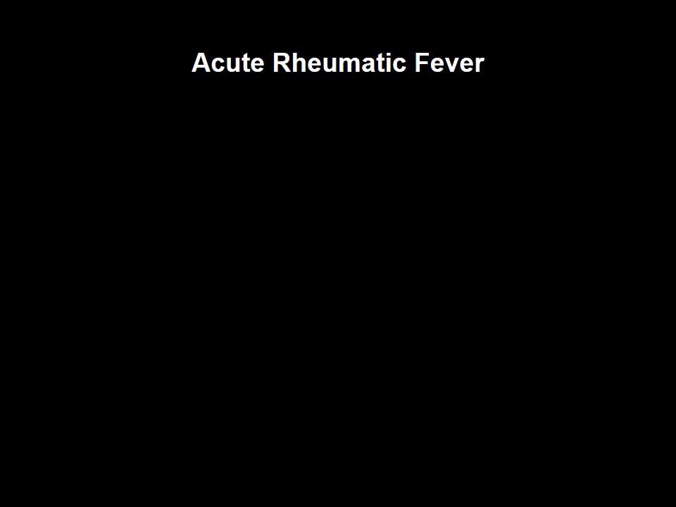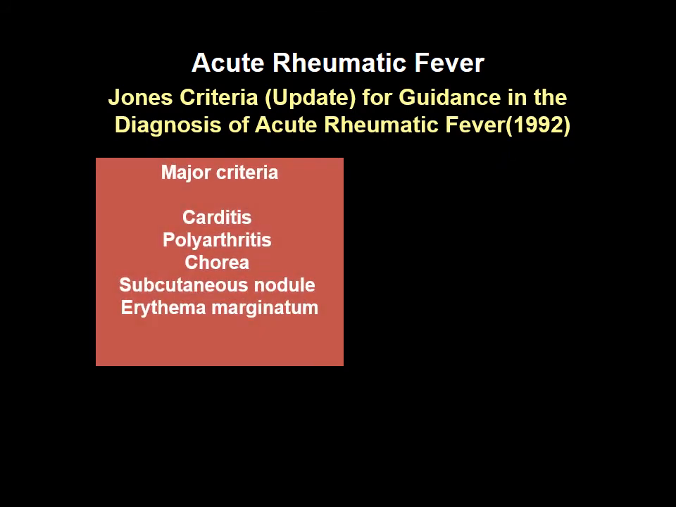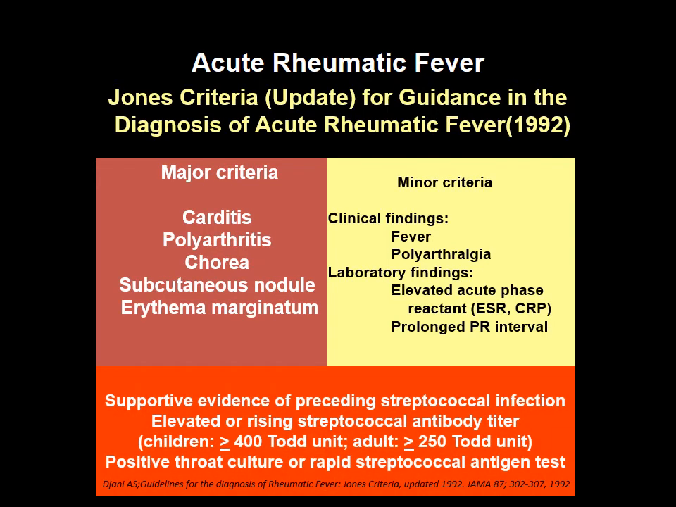The diagnosis continues to be based on the modified Jones criteria, wherein presence of two major manifestations, or one major plus two minor manifestations, indicates a high probability of acute rheumatic fever if supported by evidence of preceding group A beta hemolytic streptococcal infection. The latter is a sine qua non for establishing the diagnosis.